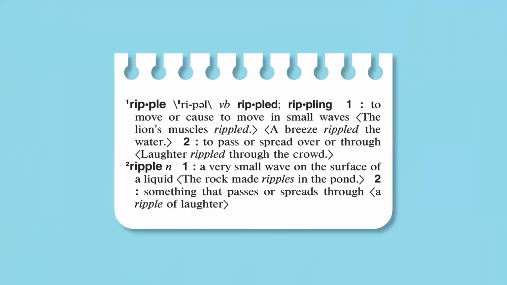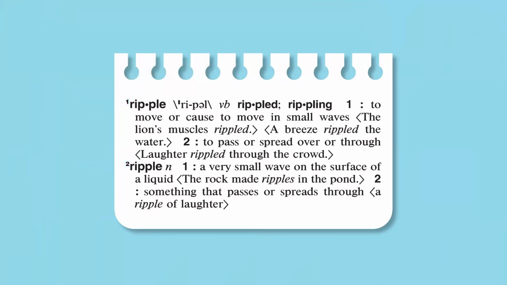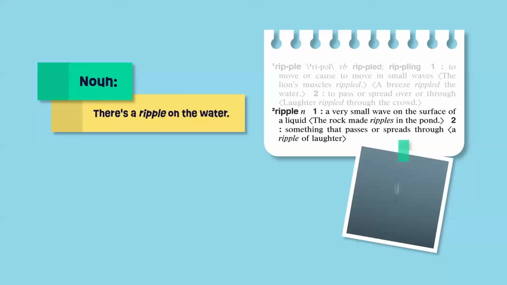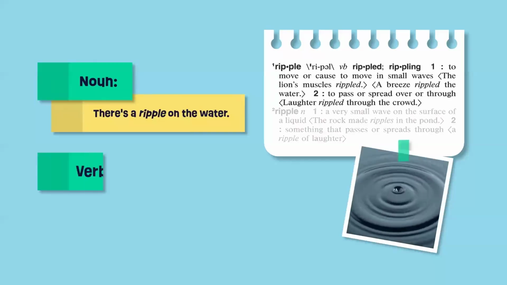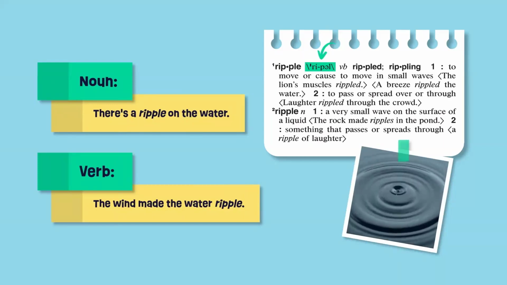Now, have you ever seen 2 words that are spelled the same way but have different meanings? These are called homographs. In this dictionary, each homograph has a separate entry. Their headwords look the same, except for a small number just before it. Ripple has 2 homographs. One is a noun, as in, there is a ripple on the water, and one is a verb, as in, the wind made the water ripple. Because they're both pronounced the same, only the first homograph gets a pronunciation.